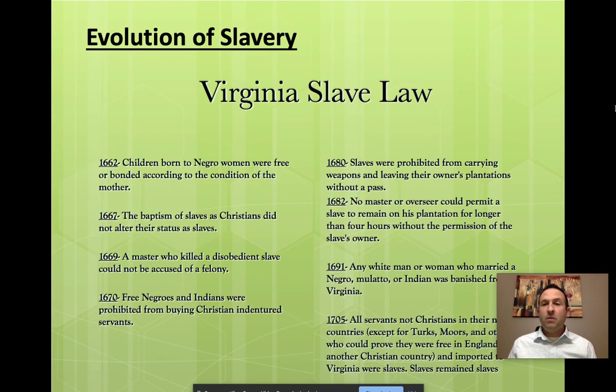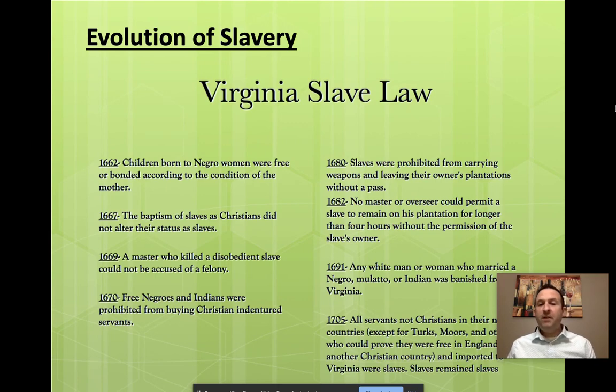Again, this is a small step, as you would call a slippery slope. And of course, 1667, now the baptism of slaves as Christians did not alter their status, because up to this point, remember, part of the mission was to civilize, Christianize the so-called savage people. And therefore, if you become Christian, you should become free, right? It made sense in colonial Virginia, but we'll talk about in a second why they need laborers.